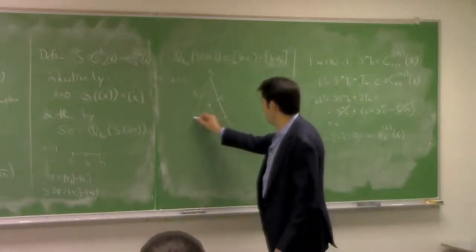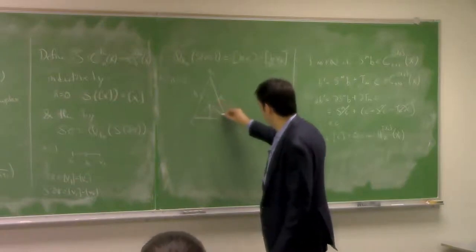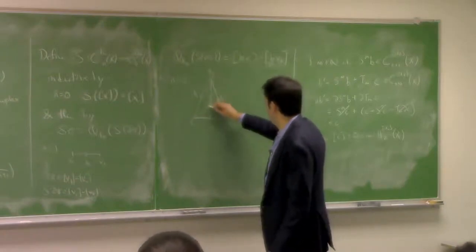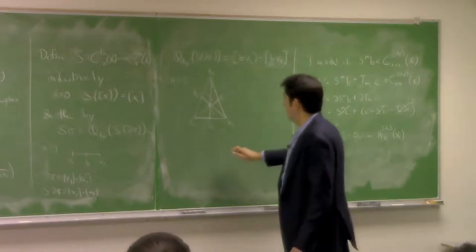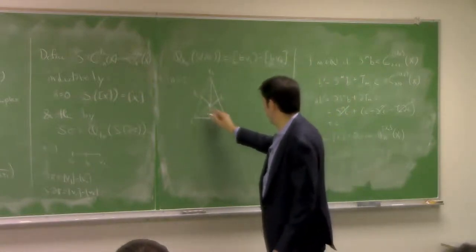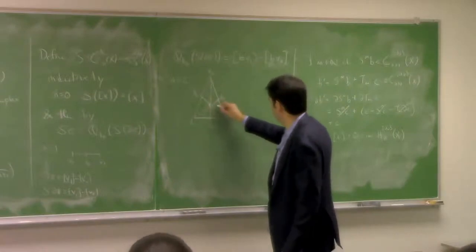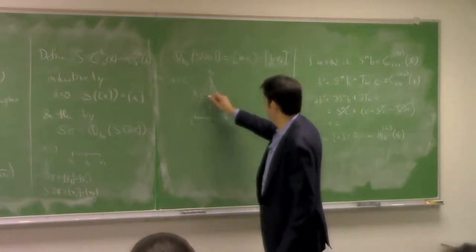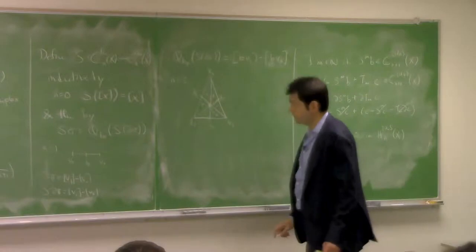So we're going to end up with all of these subtriangles, and they're each going to get a sign. And the signs are going to go like this: minus, plus, minus, plus, minus, and plus.